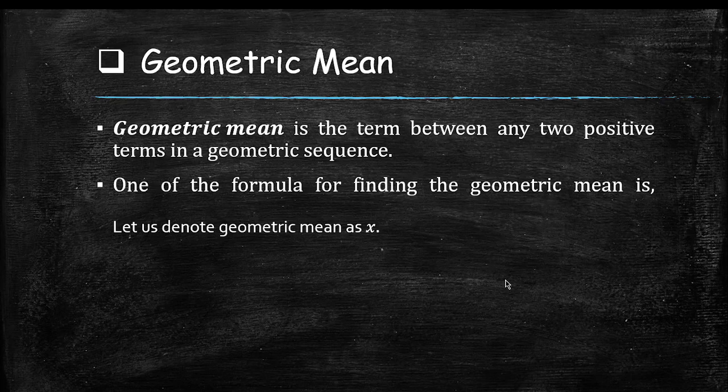So there are two formulas for finding the geometric mean. Pero meron akong mas piniling formula which is more accurate. So let us denote, ito yung first formula, let us denote geometric mean as x. So, x is equals to the square root of a sub n times a sub n. It means, i-multiply lang natin yung dalawang given na term para makuha natin si geometric mean. Ay multiply natin, then find the square root, then makuha na agad natin si geometric mean for the first formula.